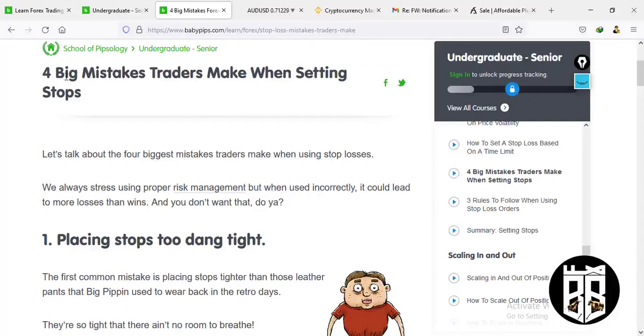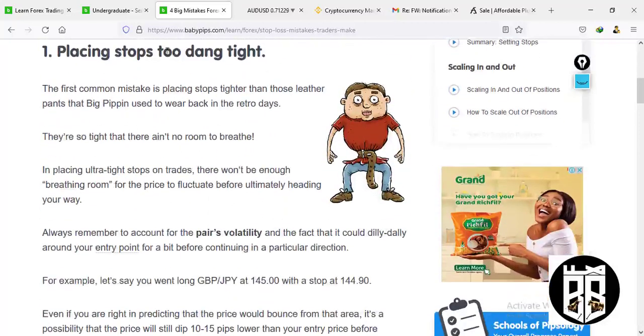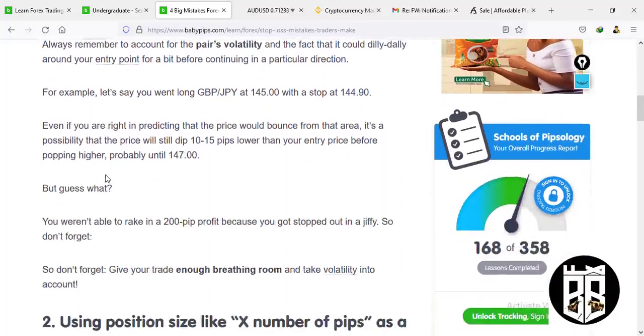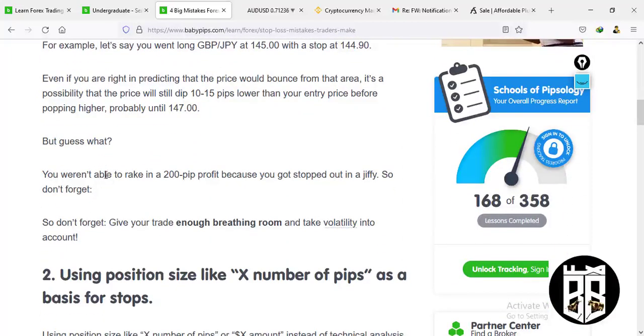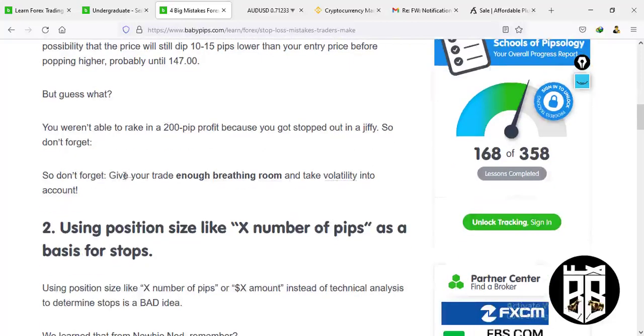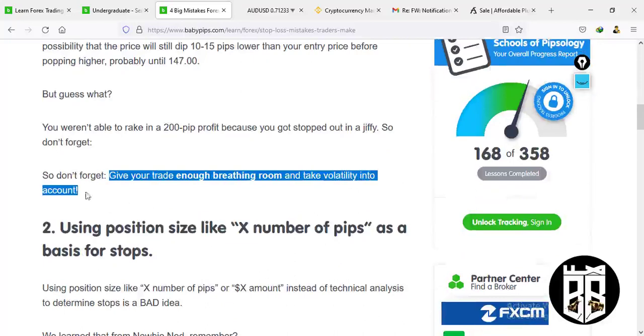So here we are on 4 big mistakes traders make when setting stops, and the very first one is placing stops too tight. If it is too tight, your trade will have no room to breathe. And what happens if the pair is really volatile? You see all the spikes up and down, and it is not surprising that you get stopped out before the market goes in your direction. So please give enough breathing room, and take volatility into account.